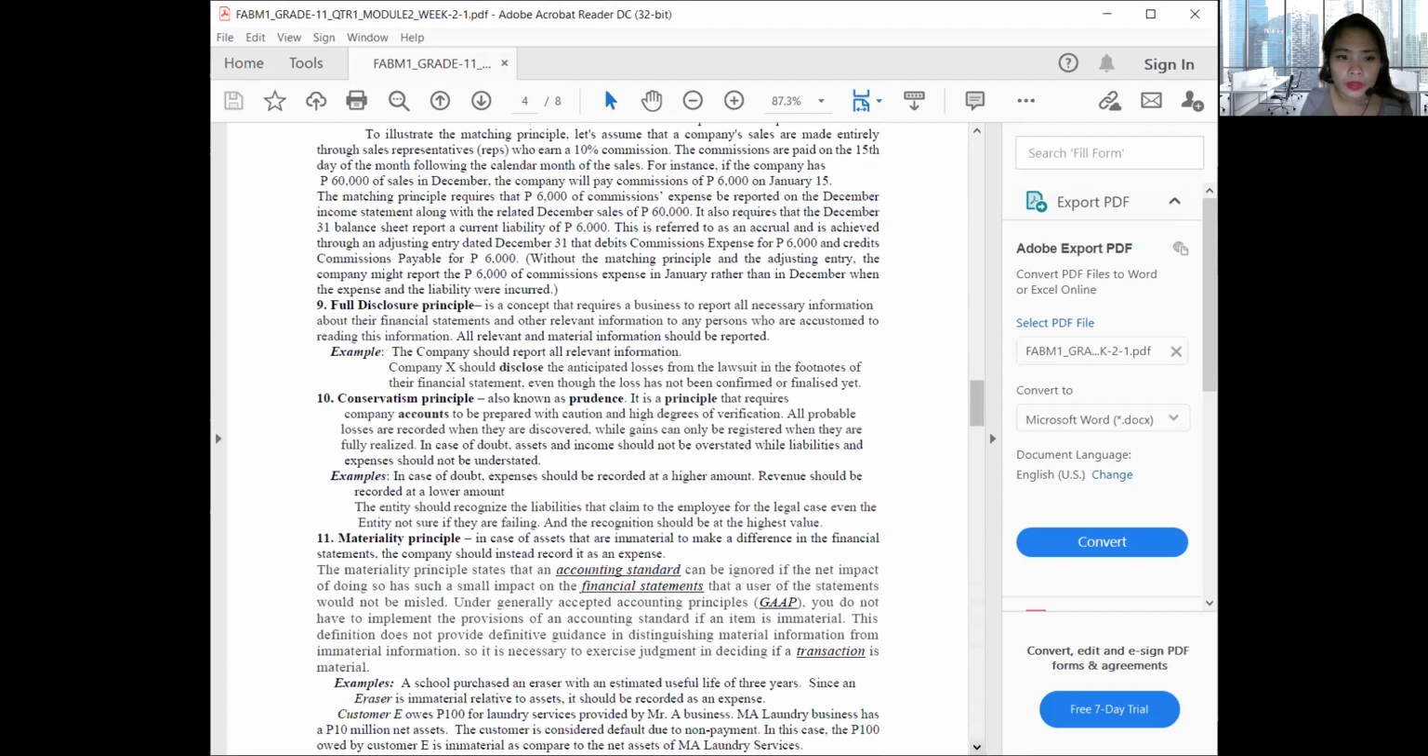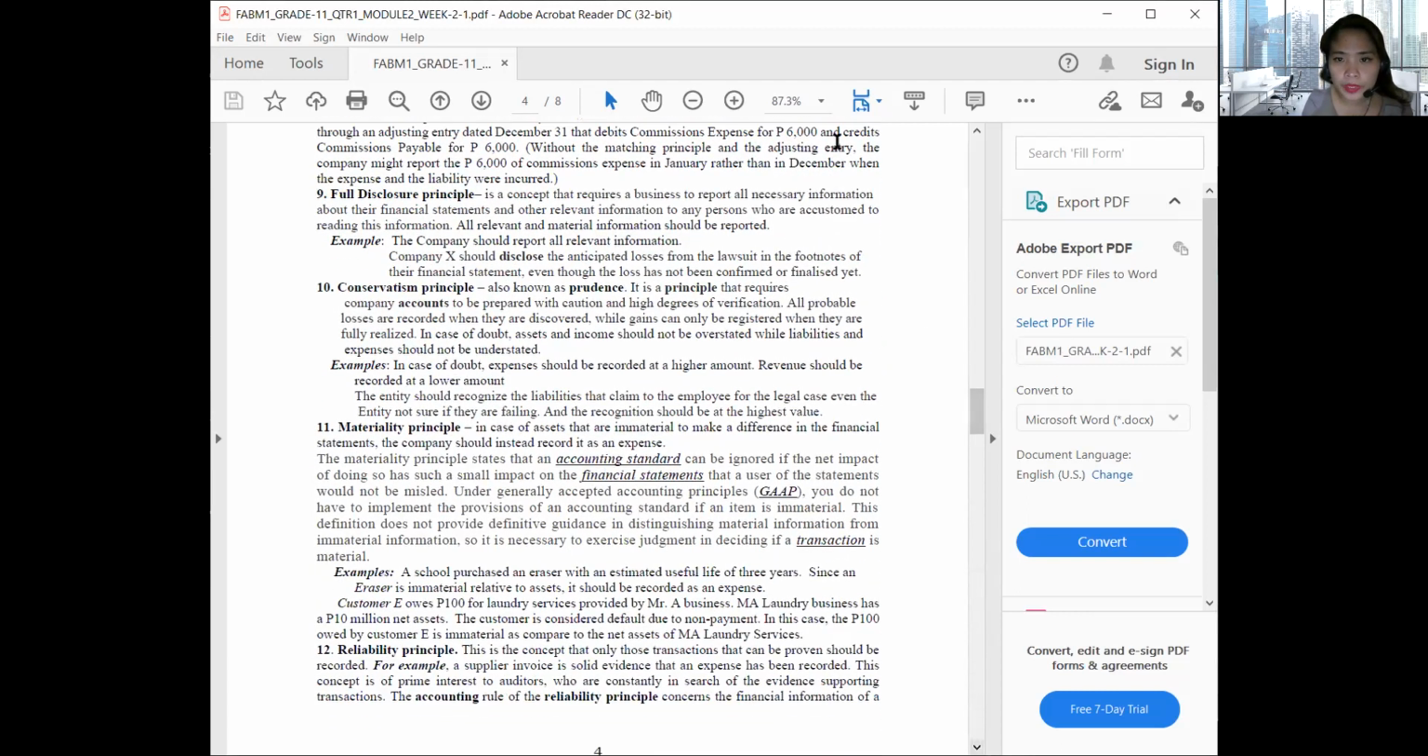Okay? What else? Full disclosure principle. Okay? So sa full disclosure principle naman, okay, is a concept that requires a business to report all necessary information about their financial statements and other relevant information to any persons who are accustomed to reading this information. Okay? And Company X should disclose that the anticipated loss from the lawsuit in the footnotes of their financial statement, even though the loss has not been confirmed or finalized yet. Lahat dapat i-disclose.